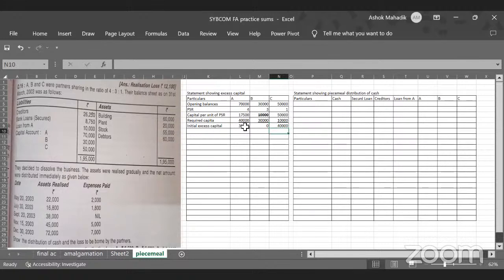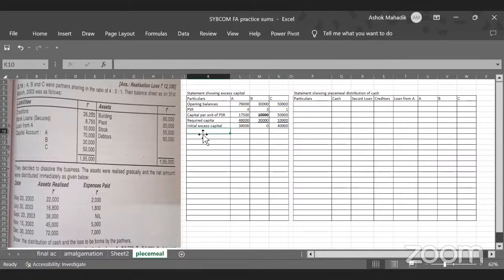Okay, this was step 1. We have to repeat this now again to eliminate one more partner. Now I'll repeat again with PSR. Those last 4 lines will be repeated once again. Now calculation will be done only for A and C. B doesn't have any excess capital because he had the least capital per unit of PSR.